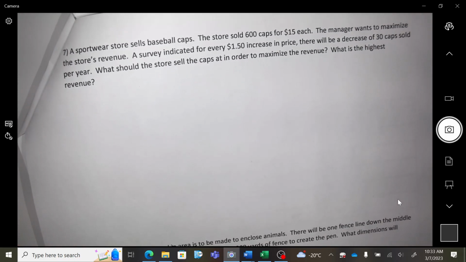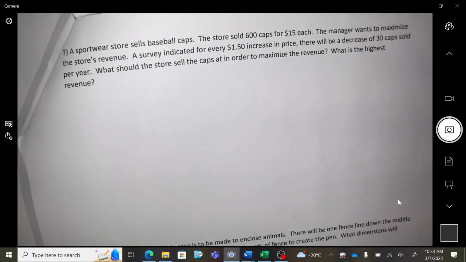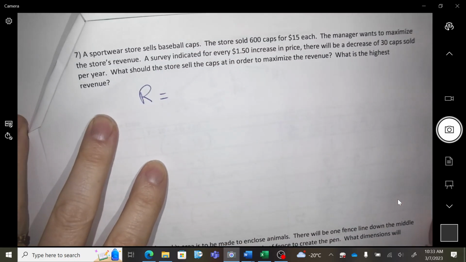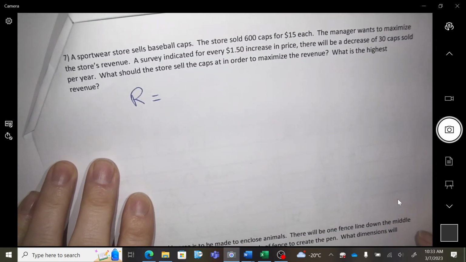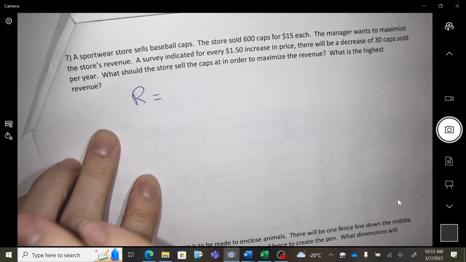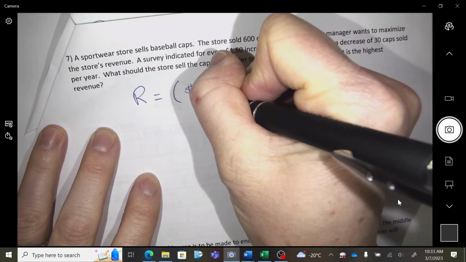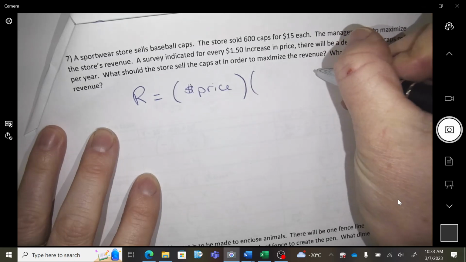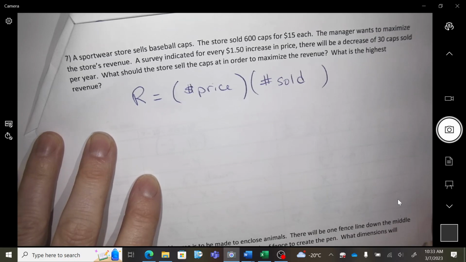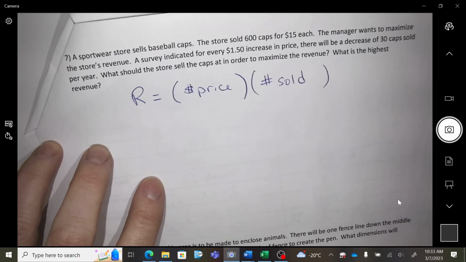Okay, a sportswear store sells baseball caps. The store sold $615, but they want to get the most revenue. So let's talk about revenue of this situation. So how will they make the money? The price times the number that they sell, right? Does that make sense? The price of the hat times how many hats are sold will make your money.